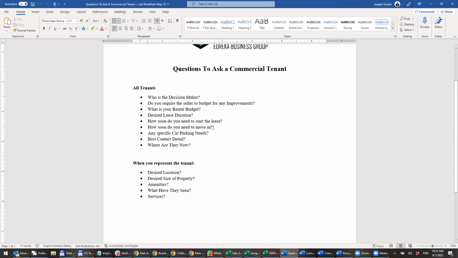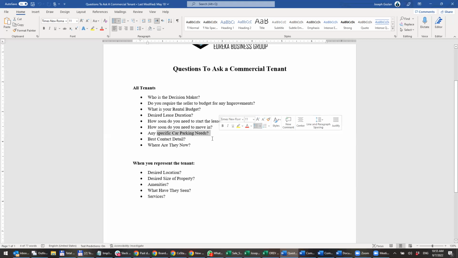Some clients would have a heavy construction process and a lot of requirements to prepare the space, so they might need 3 months, 4 months, 5 months lead time between getting the contract done and then moving in.